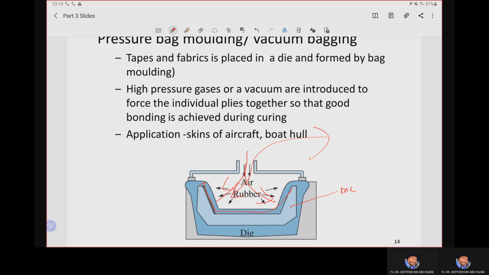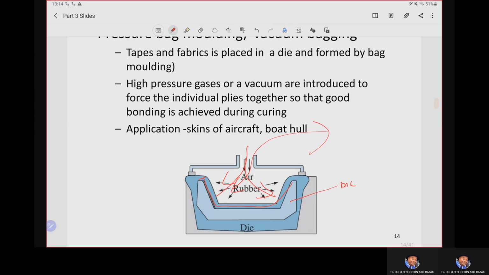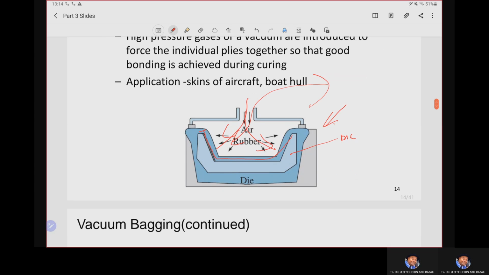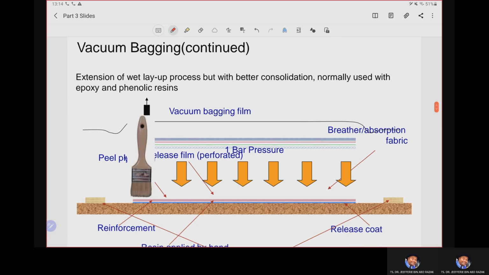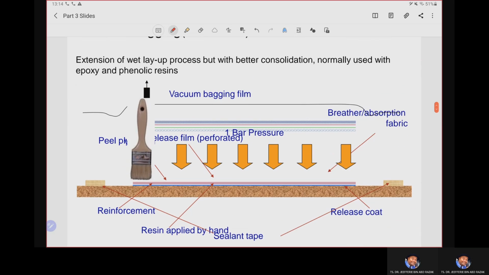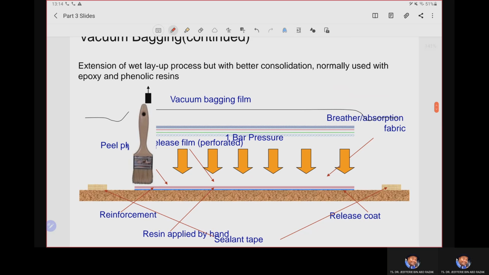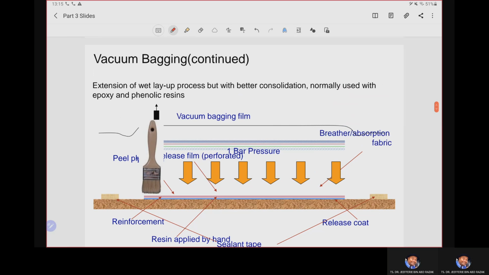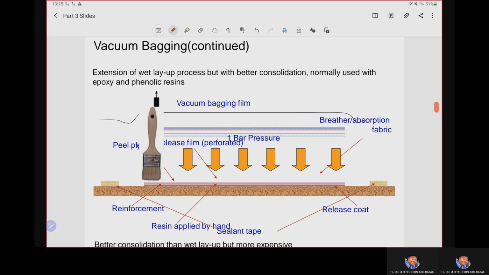This method is applied for manufacturing of aircraft skin and boat hull. The following figures show the principle of vacuum bagging, as simple as this. Vacuum bagging is basically an extension of the wet layup process, but with better consolidation due to high air pressure or vacuum effect. For the matrix in vacuum bagging, normally we use phenolic resin or epoxy resin, from the thermoset family.